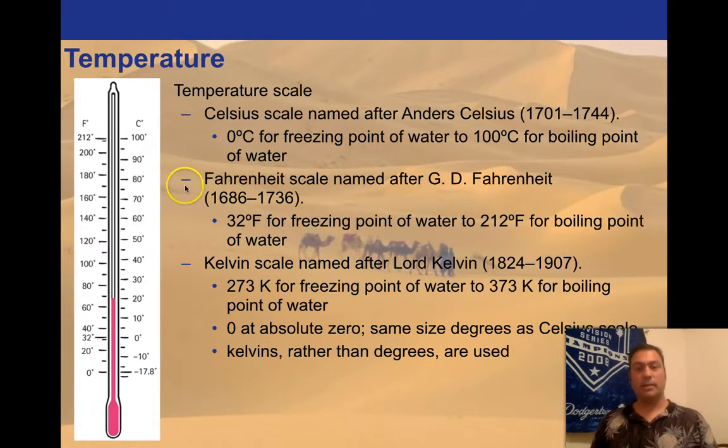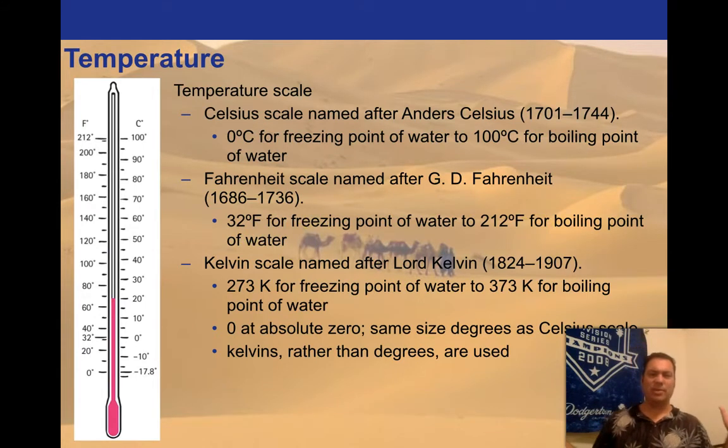Then there's the Fahrenheit scale, which is what is used in the United States, while most of the world uses the Celsius scale. The Fahrenheit scale is named after a guy named Daniel Fahrenheit. I don't know what the G stands for. And he lived a little bit longer. These guys actually lived at the same time. And Mr. Fahrenheit found that 32 degrees was the freezing point of water and 212 was the boiling point of water.